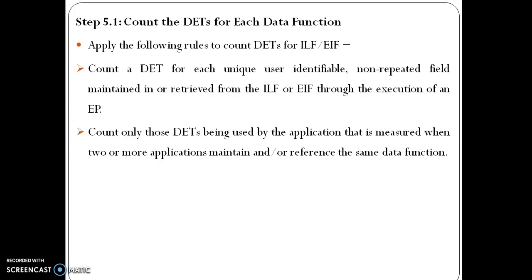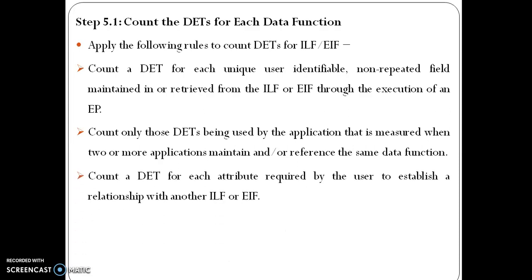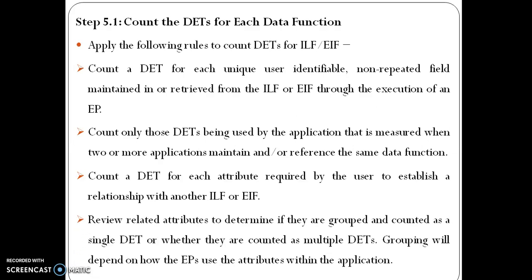Count only those DETs being used by the application that is measured when two or more applications maintain or reference the same data function. Count a DET for each attribute required by the user to establish a relationship with another ILF or EIF. Review related attributes to determine if they are grouped and counted as a single DET or whether they are counted as multiple DETs. Grouping will depend on how the EPs use the attributes within the application.